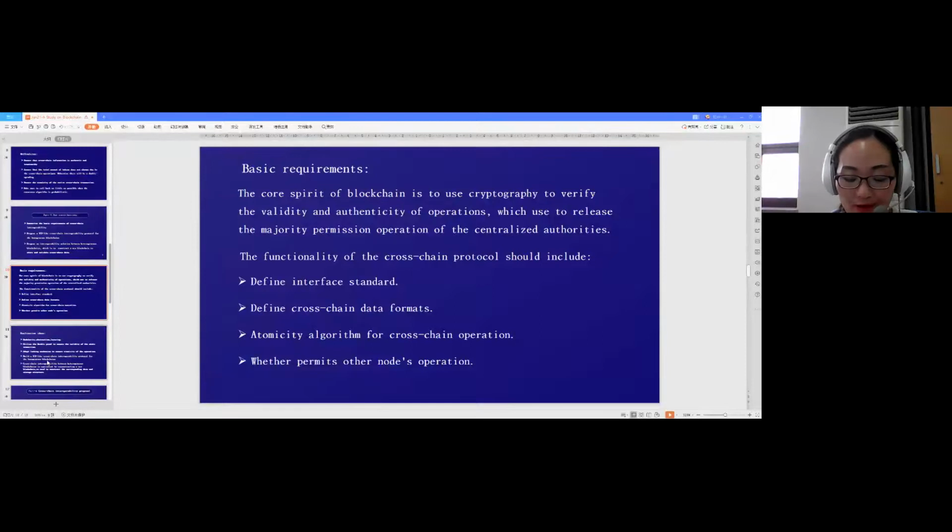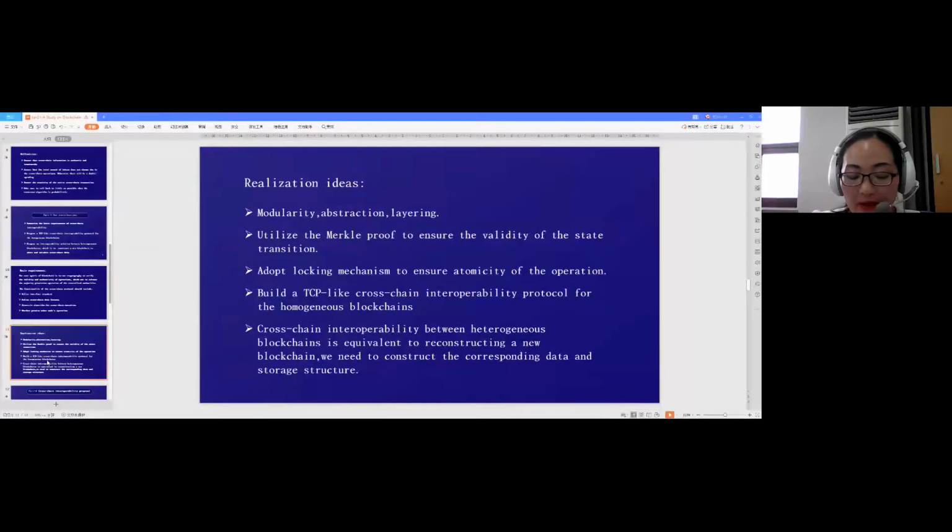Our ideas to realize the protocol include modularity, abstraction, and layering. We utilize the Merkle proof to ensure the validity of the state transition. We also adopt a locking mechanism to ensure the atomicity of the operation. On the basis of the above mechanisms, we build a TCP-like cross-chain interoperability protocol for the homogeneous blockchains.